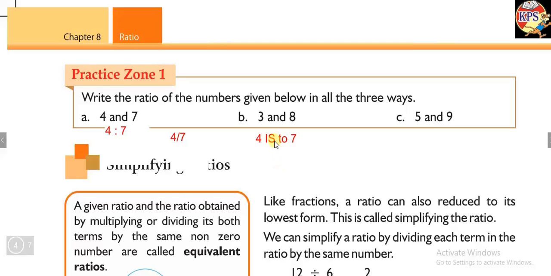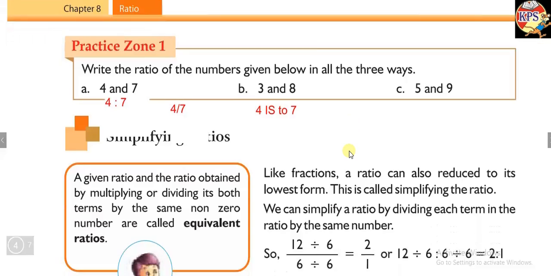You have to write these three questions A, B, C in three ways. Like if 3 and 8 is given, you have to write it like 3 ratio 8, 3/8, and 3:8. So this is how you can solve these questions.